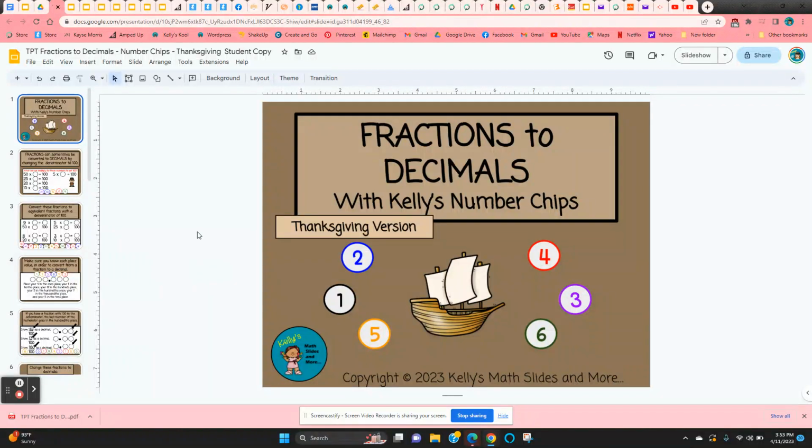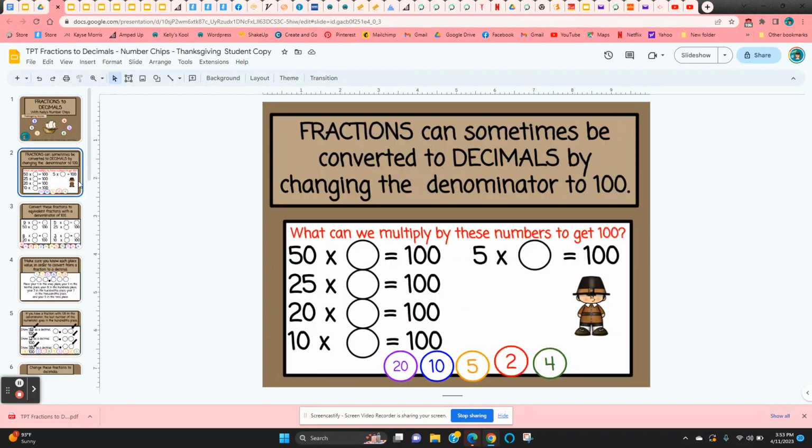Fractions to decimals with number chips. This is a Thanksgiving version. So it starts with getting students ready to convert fractions to equivalent fractions with 100 in the denominator. So that's the first part of converting from fractions to decimals.